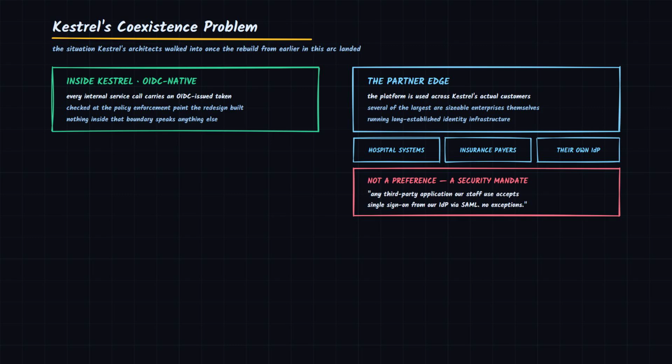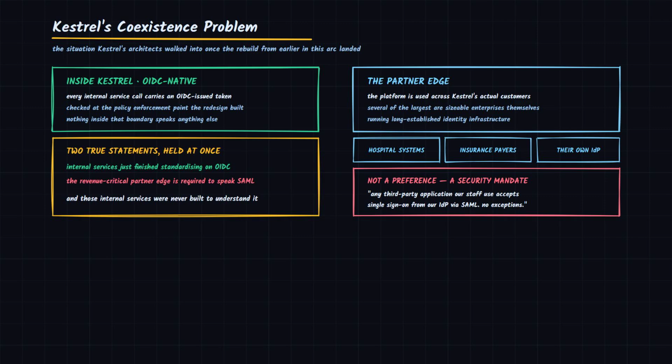So Kestrel's architects are holding two true statements at once. Internal services just finished standardizing on OIDC, and the revenue-critical partner edge is contractually required to speak the older protocol those internal services were never built to understand. The tempting shortcuts both fail for reasons the earlier scenes already set up.